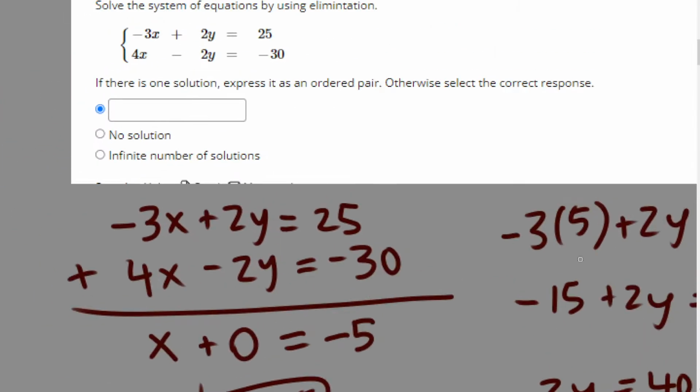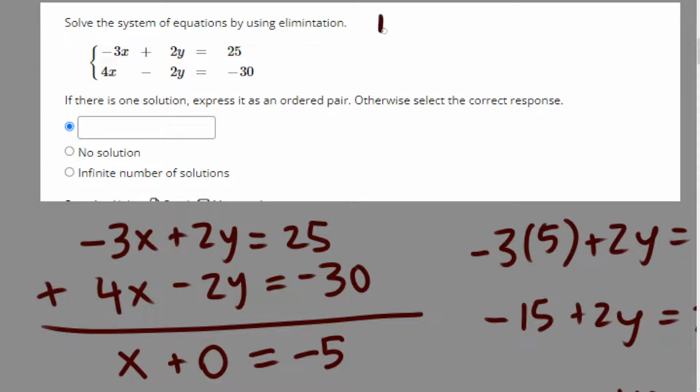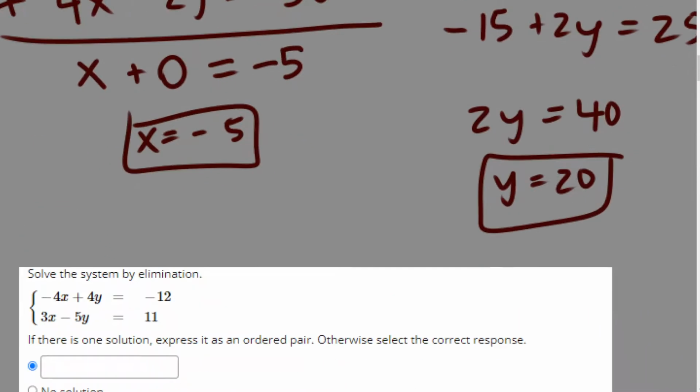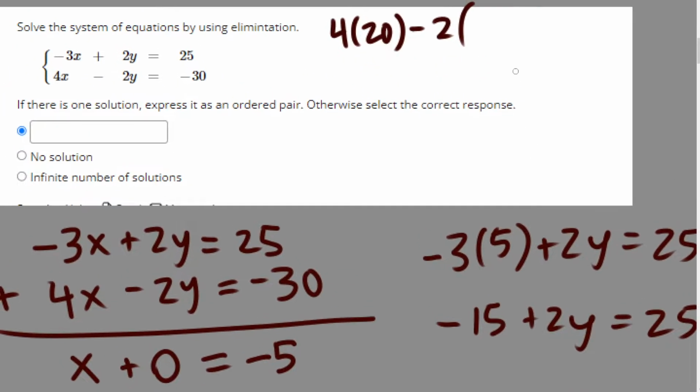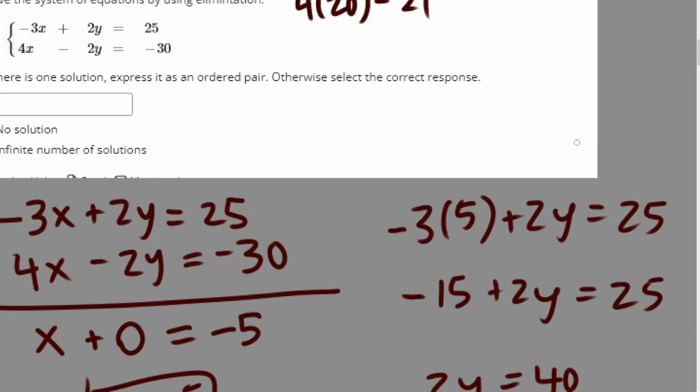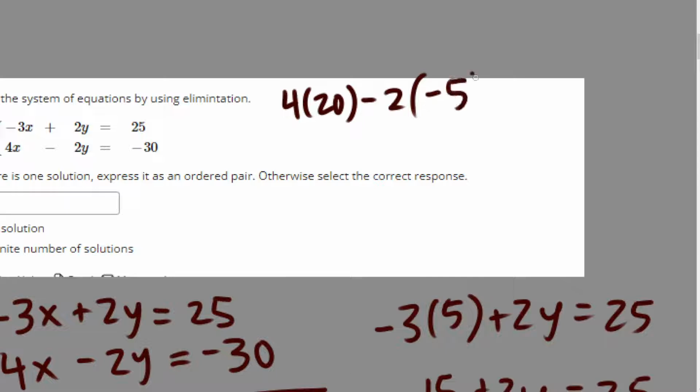Now we can plug both back in to see if it will work. So 4 times 20 minus 2 times negative 5 equals negative 30. Give me just a moment to solve this.